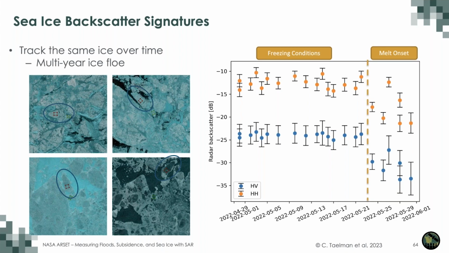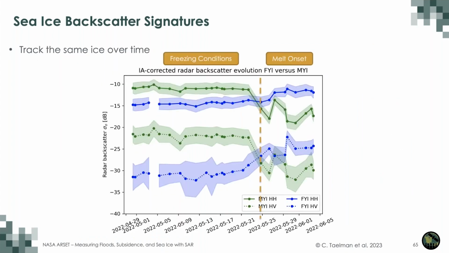And in this campaign here that we put out drifters, we didn't just put out one drifter, but we put out many drifters, and we put them on different ice types. And here we can see multi-year ice, so ice that has survived many melting seasons, and then first-year ice that has survived only one. And you can see that the changes in backscatter varies between these two different ice types.